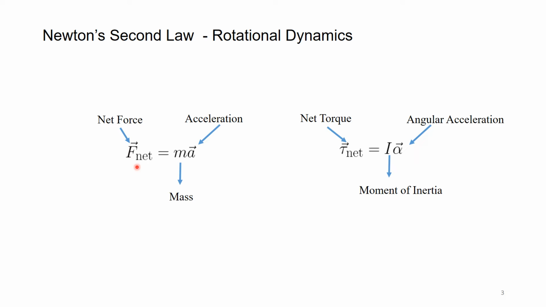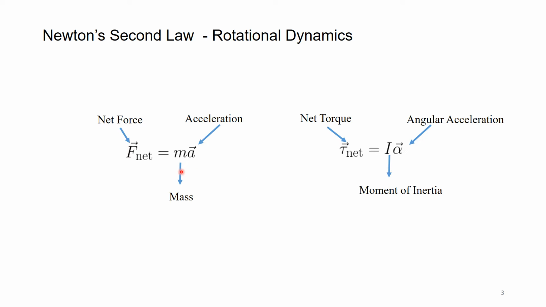Now for rotational motion, we have a similar equation, but we replace some of the terms. We replace the net force with net torque, the mass with moment of inertia, and the acceleration with angular acceleration. And we have Newton's second law for rotational dynamics that says net torque equals moment of inertia multiplied by angular acceleration. In other words, the torque applied on a rigid object will create angular acceleration in the rigid object. The amount of angular acceleration created will depend on the moment of inertia of the rigid object around the axis of rotation.